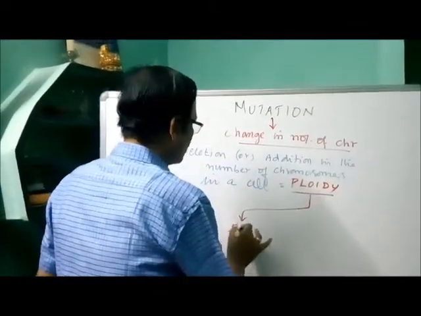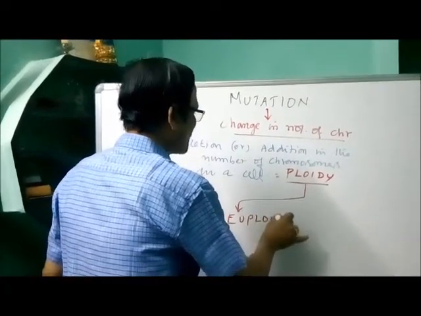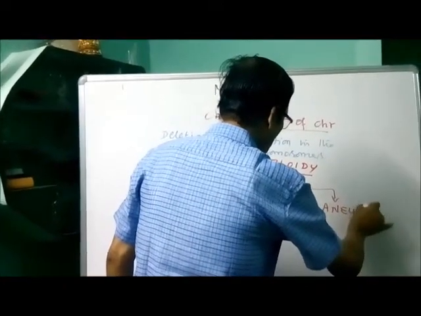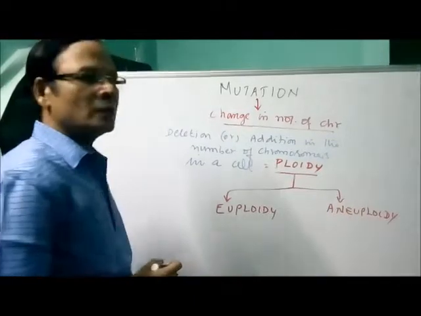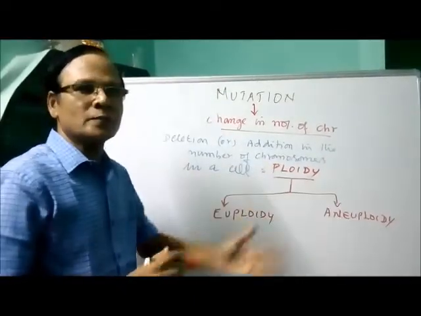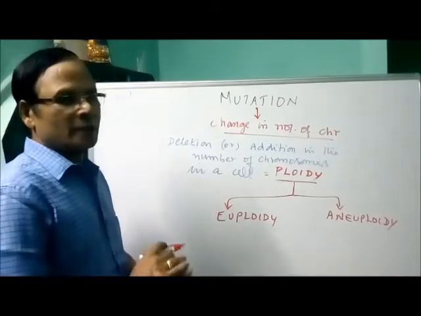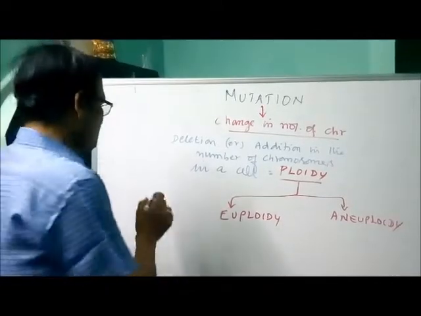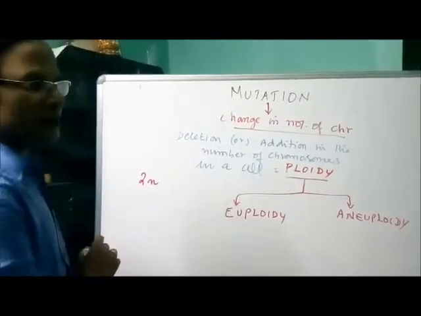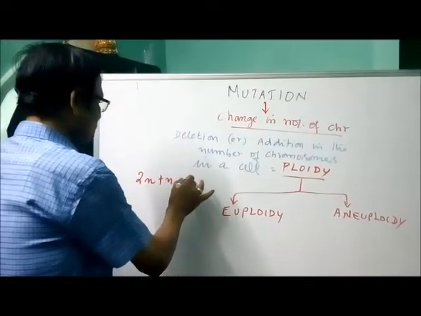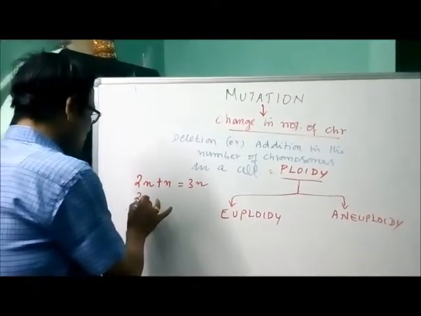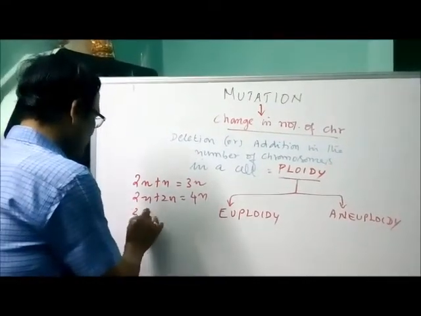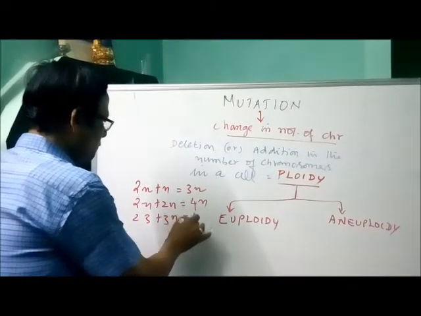One, euploid, another one, aneuploid. So ploidy is variation in the normal diploid number of chromosomes. In euploidy, addition of entire sets of chromosomes occurs. Suppose this is a normal diploid set. Here one set is added, so we get 3n. Or two sets are added, so that we get 4n. Or three sets are added, so that we have 5n.